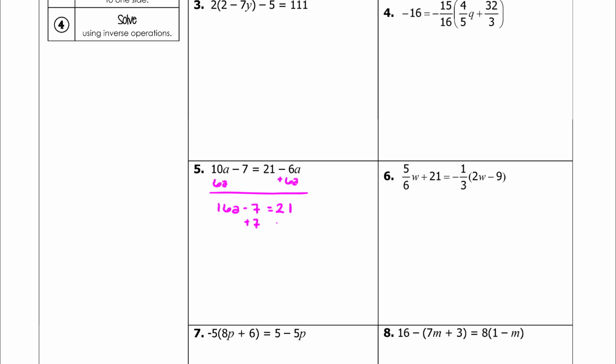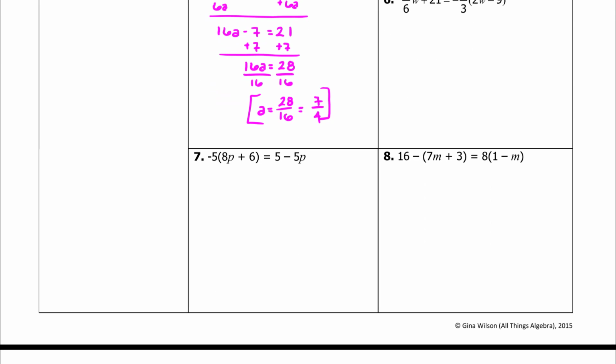Then I'll add the 7 to both sides to get my constants on one side. 16a is equal to 28, and then divide everything by 16. You get a is equal to 28 over 16. That also is reducible. They're both divisible by 4, so you can get 7 over 4 as your answer.